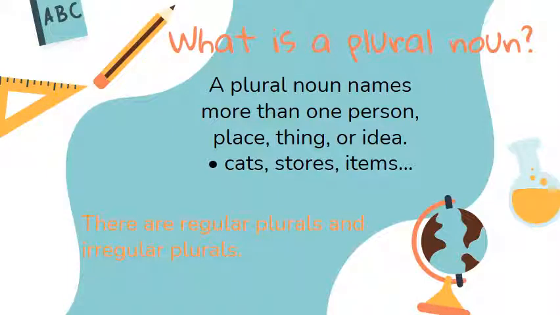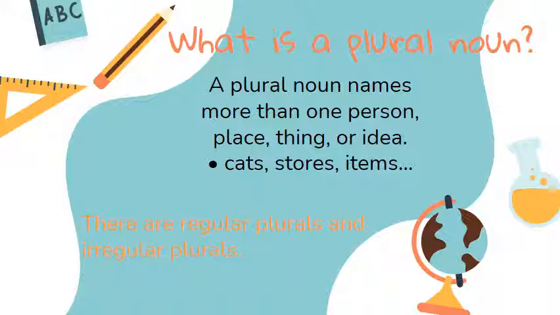Now, what is a plural noun? We said singular means one, so the plural names two or more. I mean more than one. Just when you start counting from two and more, then you're talking about a plural noun. So the plural noun names more than one person, more than one place, more than one thing, more than one idea. I mean cats, stores, items. I might have 5 cats, I might have 20 cats, okay?